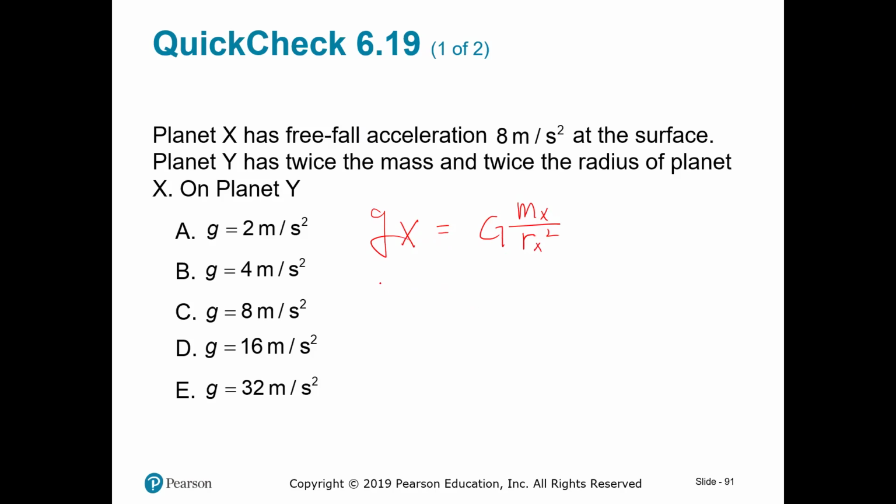And now we are looking for gy, which has twice the mass. So instead of mx, you have 2mx, and the distance is 2 times, so 2rx is now squared. If you look at the numbers only, G mx over rx squared is still there, but now you have a 2 in front and a 4 in the denominator. So the answer is half of it. So the answer is B.